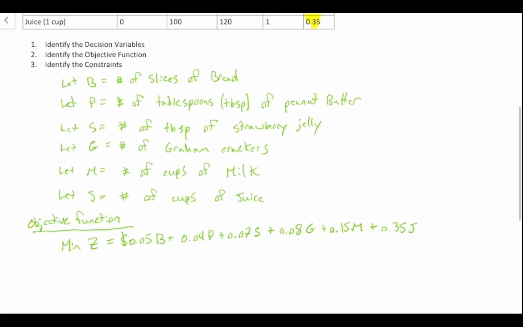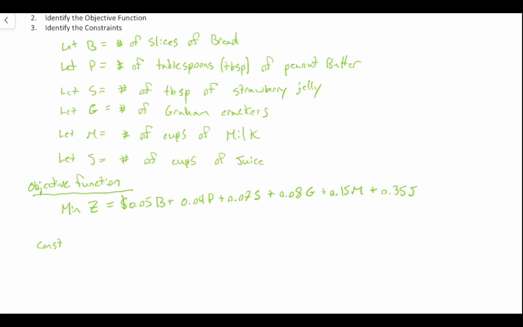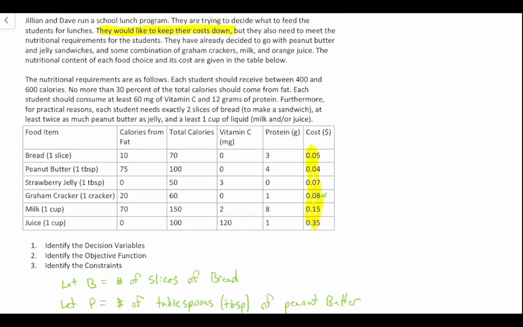Okay, and now we're asked to identify the constraints. Now, in our problem, we remember reading that we had a number of constraints right here. So let's first talk about our first constraint. Each student should receive between 400 and 600 calories. Okay, and then we look at, well, what are the calories? Well, our calories are in this column right here. So 70 calories per slice of bread, 100 calories per tablespoon of peanut butter, and so on and so forth.